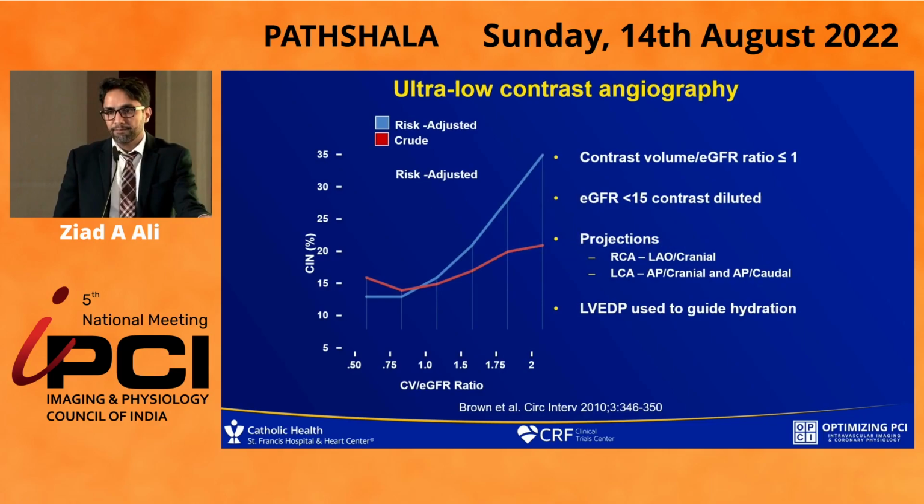What about optimized angiography? We need a target. And the way to optimize angiography is to limit your contrast volume to eGFR ratio to less than or equal to 1. And if your eGFR is less than 15, you should dilute your contrast and you only need 3 projections: AP cranial and AP caudal on the left and LAO cranial on the right.